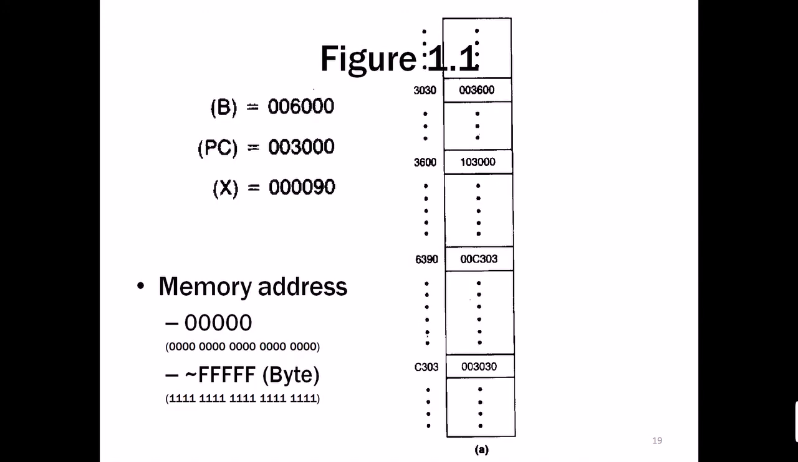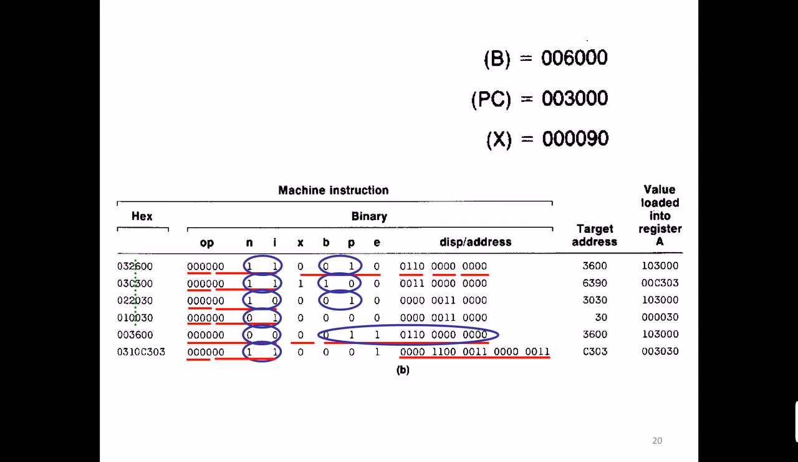Now there is one example given here showing how to calculate the target address. They have given some values: the B register is 006000, and similarly values are given for the program counter PC and the index register, 004090. The memory addresses start from 0 till FF bytes here, and there are some memory locations at the side showing how to find the target address. So this is the example given here.